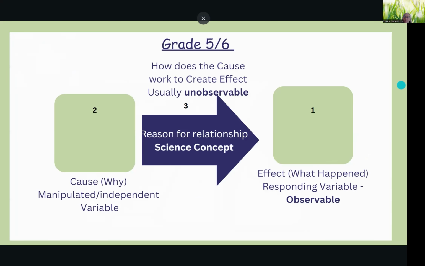So in summary, the effect is what we see. It's observable, and they'd start with that. The cause is the why. Now it's looking at the manipulated variable to ensure that. But the relationship between the two is the science concept, right? They can't see the force of gravity or the buoyant force of water, but they need to be able to explain how that works. Okay, so you can see the depth of understanding. They're going from surface to deep understanding here of the concept itself.